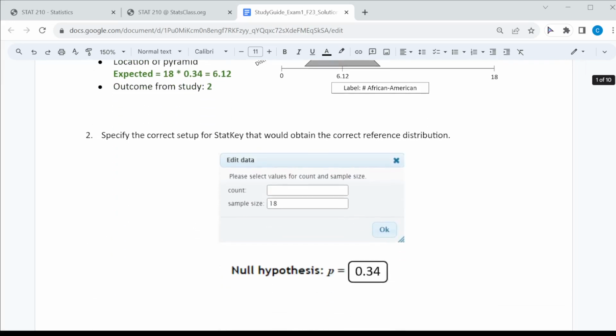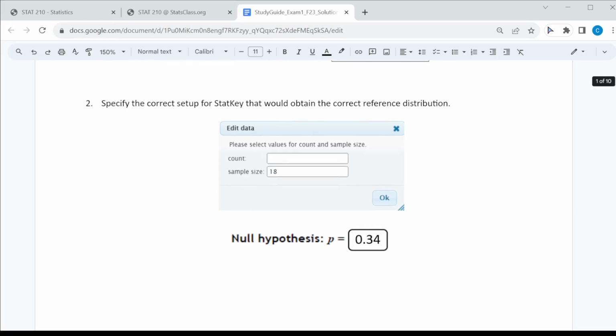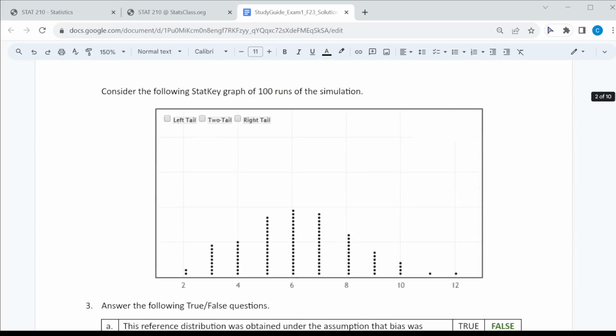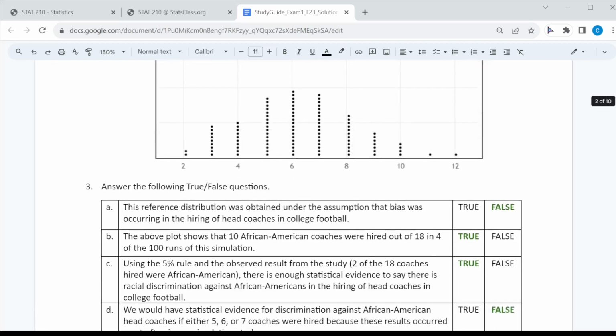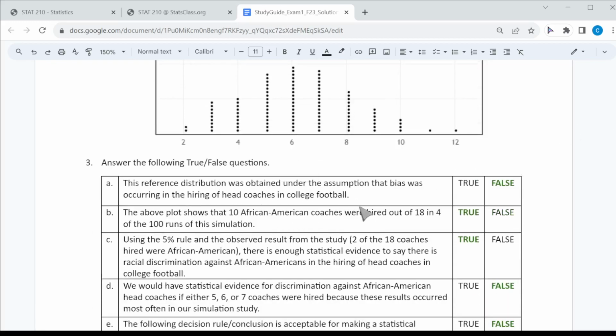The next is just about how to set this reference distribution up in StatKey. Sample size is just the maximum number on the number line, so that's going to be 18. The null hypothesis value is that 34%, our parameter value for the problem. I went ahead and gave you the simulated outcomes here, 100 trials of a simulation, so there's 100 dots on that picture. The reference distribution was obtained under the assumption that bias was occurring. No, that's false. The reference distribution is obtained under an unbiased situation where there's no discrimination.